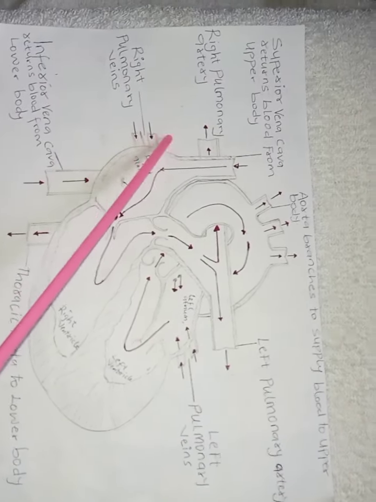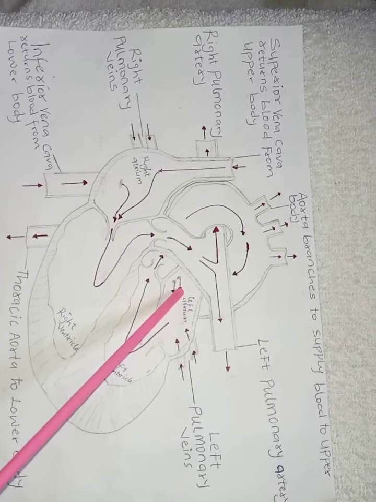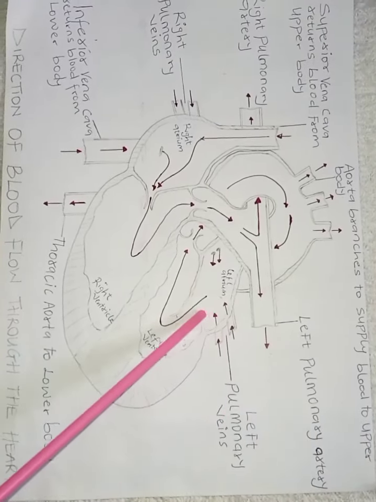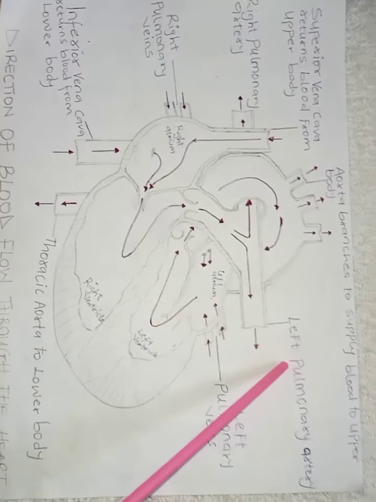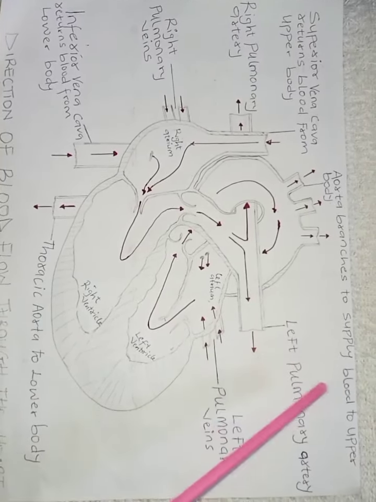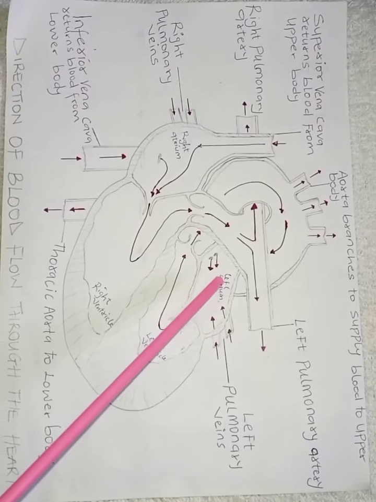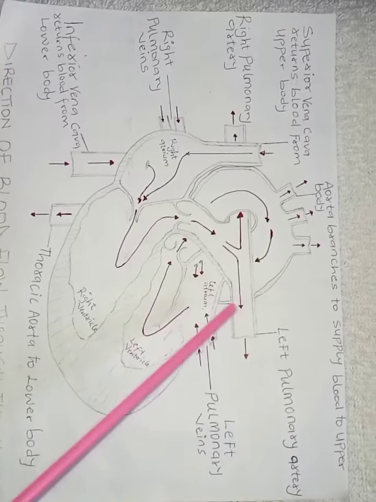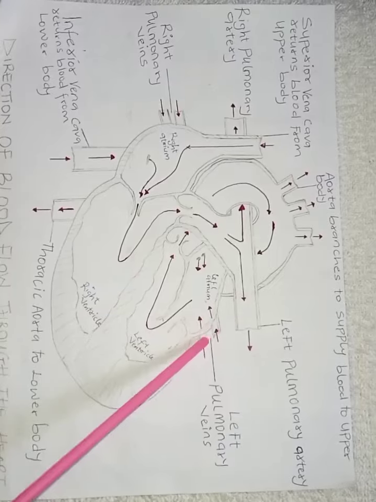Look at the veins here, and look at where they enter the left atrium. So the pulmonary veins are the only veins in the body that carry oxygenated blood, while the pulmonary artery is the only artery in the body that carries deoxygenated blood. When the blood is in the left atrium, there is contraction of the walls of the left atrium.